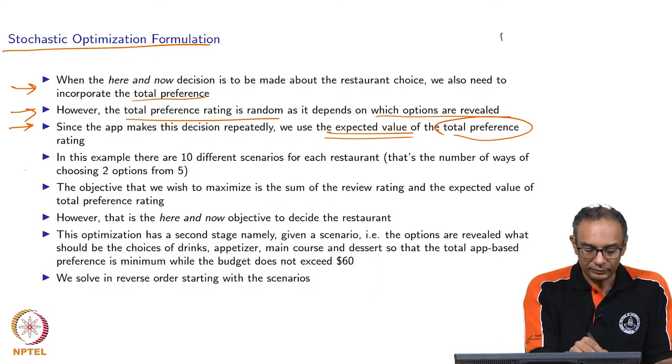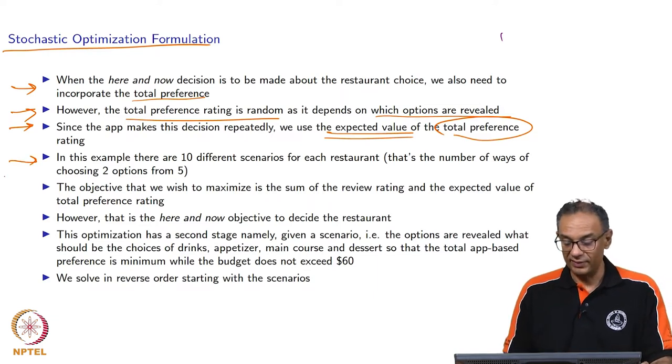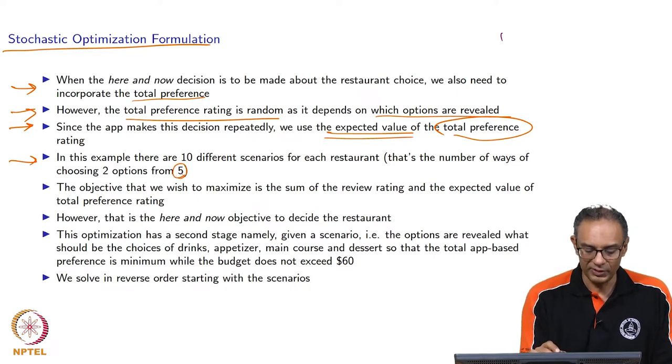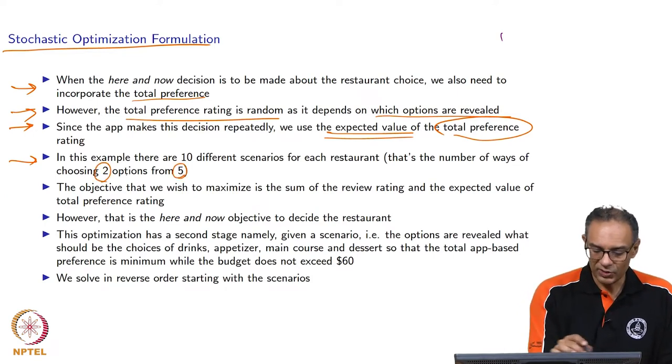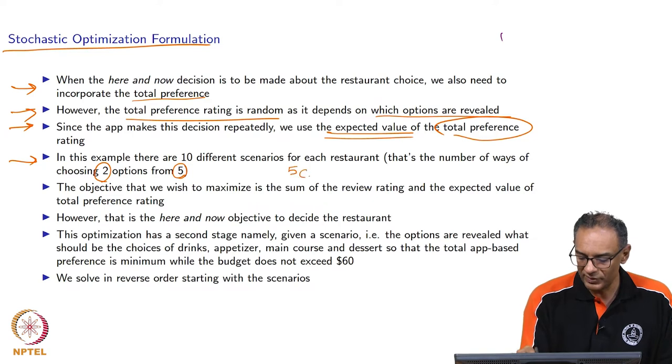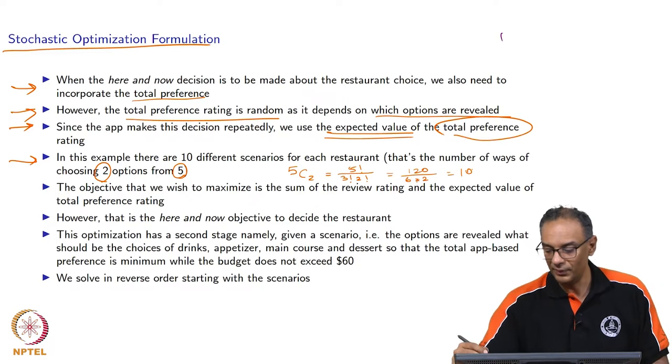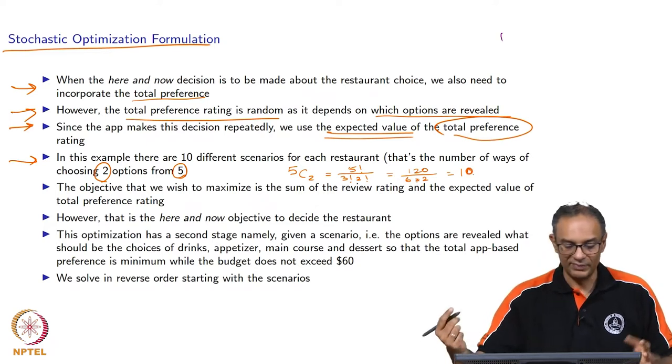Now, recall that there are 10 scenarios. Why do I know there are 10 scenarios? Well, I have 5 options from which I choose 2. So, 5 choose 2, 5C2, is 5 factorial divided by 3 factorial times 2 factorial. That is 120 divided by 6 times 2, which is equal to 10. Okay? That is the reason we have 10 choices.